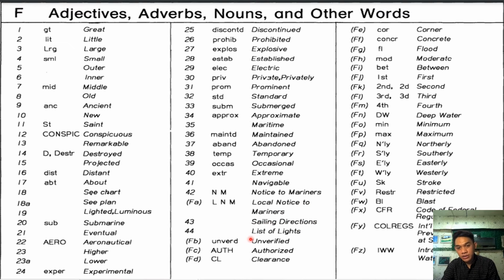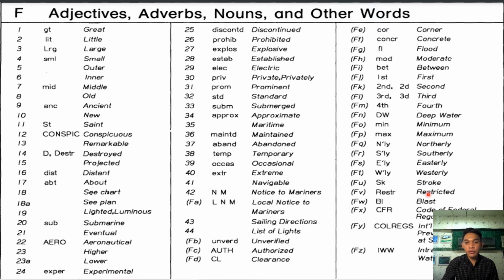And then sailing directions, list of flights. And unvert is for unverified. AUTH is for authorized. CL is for clearance. The next is core for corner. CR for concrete. FL for flood. Mod for moderate. Bet for between. First is first, followed by second, third, fourth. DW is for deep water. Min is minimum. Max is maximum. NLY is for northerly, followed by southerly, easterly, and westerly.